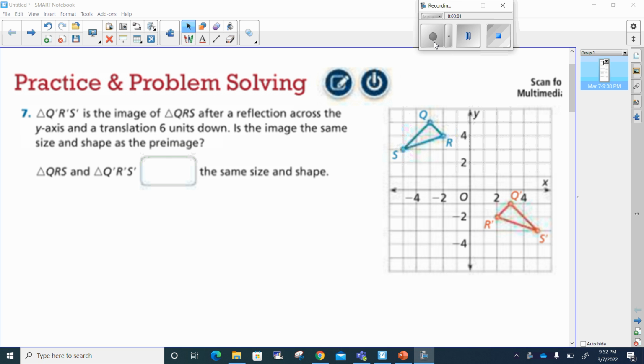My 7th grade advancers, let's go ahead and work these problems. I've got number 7, the practice of problem solving.